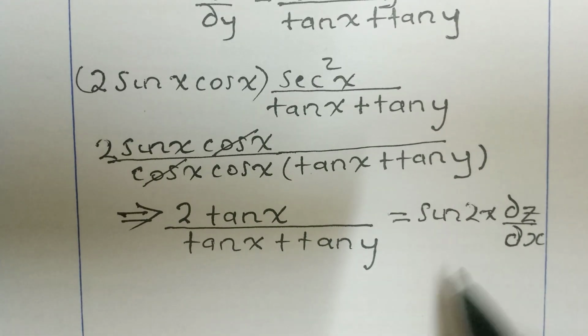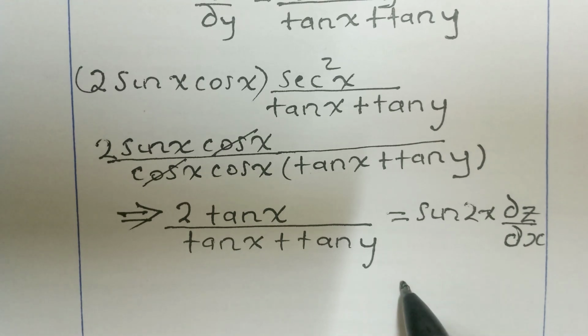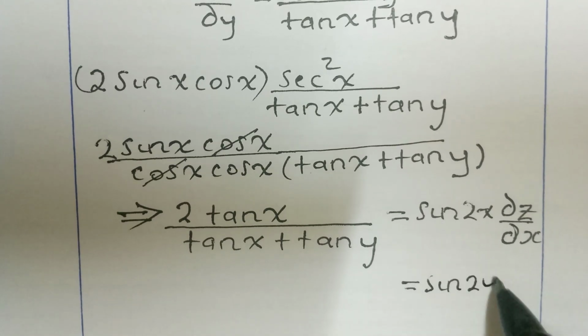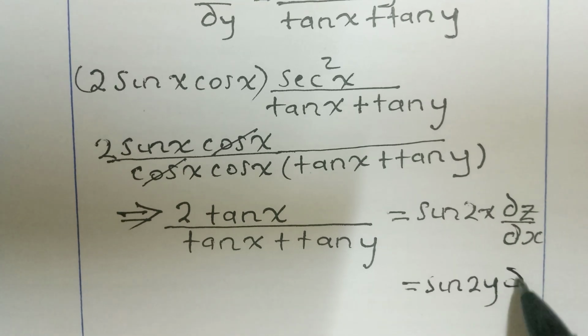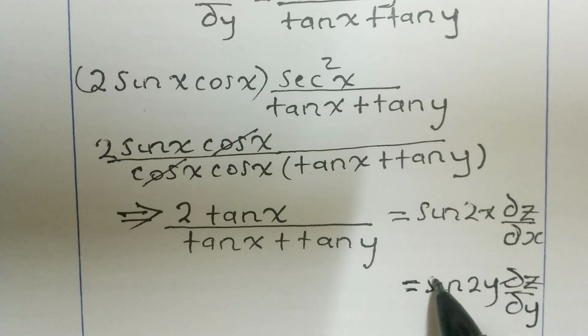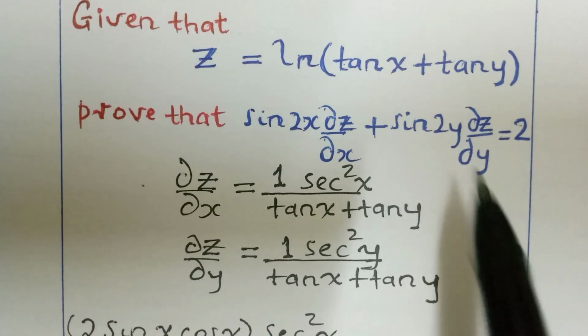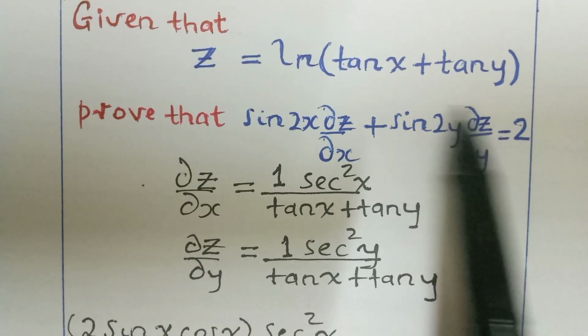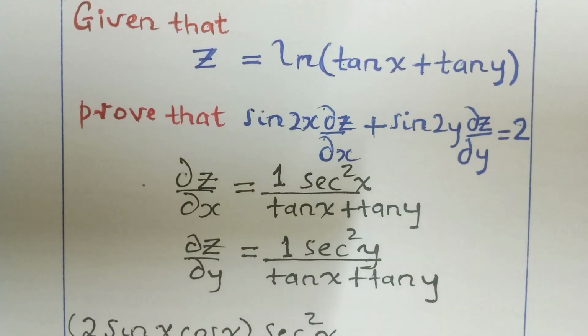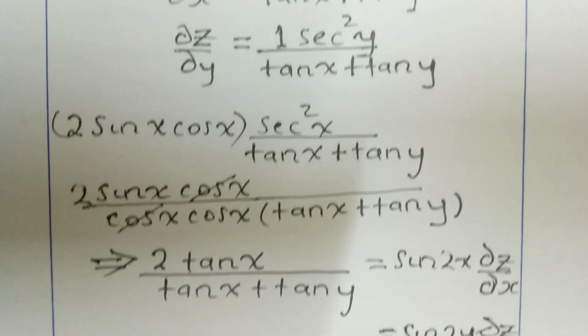We are now looking for sin 2y times the partial derivative of z with respect to y. That's what we are looking for, guys, from our equation here. We have found this one, and now we look for this one. We add them, we see whether we get 2. So guys, I go ahead and now find that.